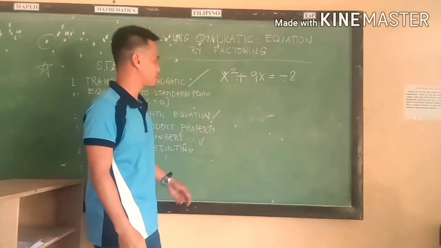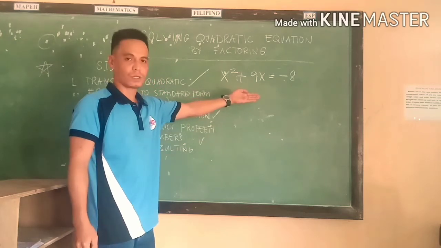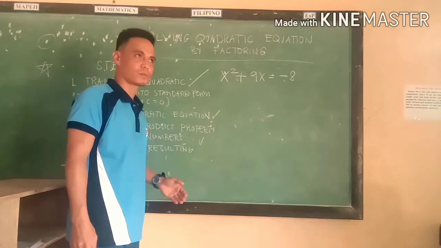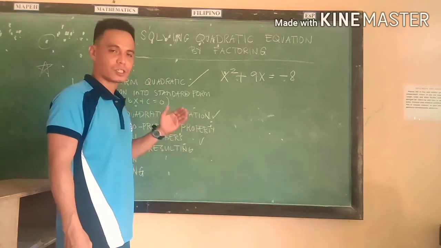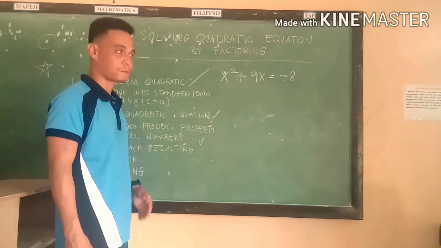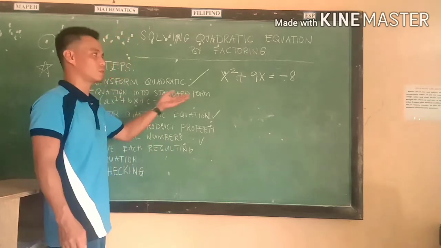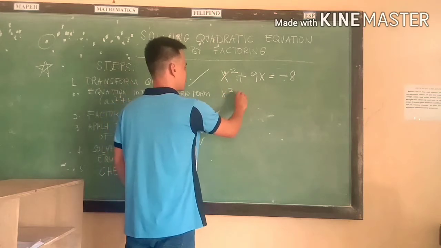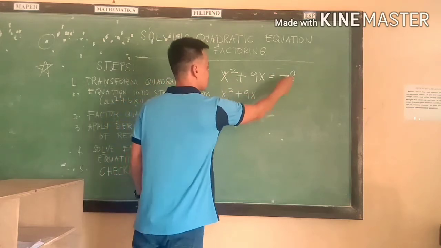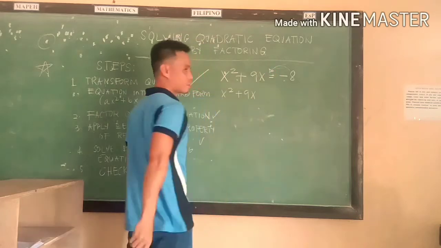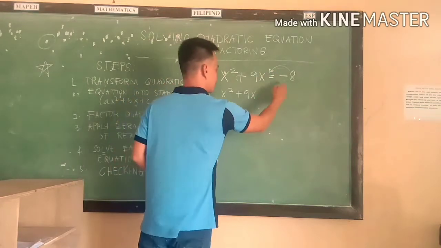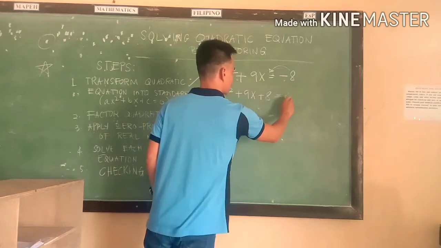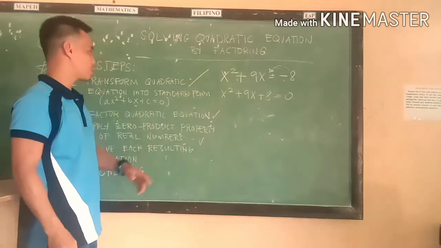Example number 1, we have x squared plus 9x equals negative 8. As you can see, hindi po siya naka-standard form. So, gagawin natin is transform po natin siya into standard form. Transforming the given into standard form, we have x squared plus 9x. Transposing to the other side, para pumasok, negative will become positive. So this is plus 8 equals 0. There you have it, the step number 1.